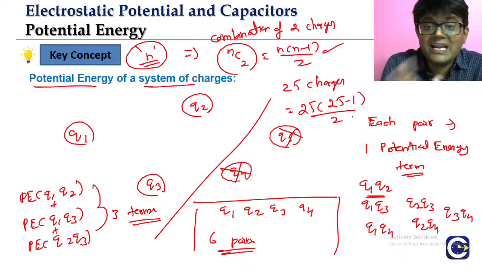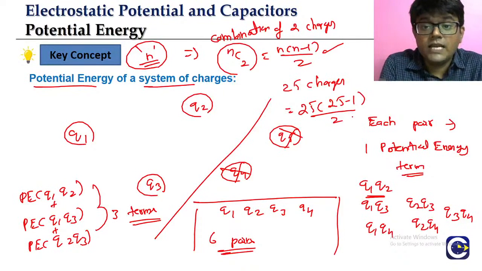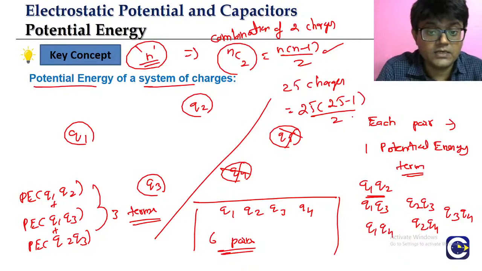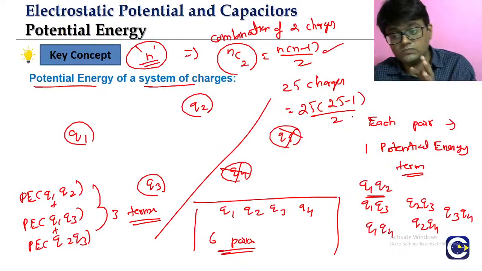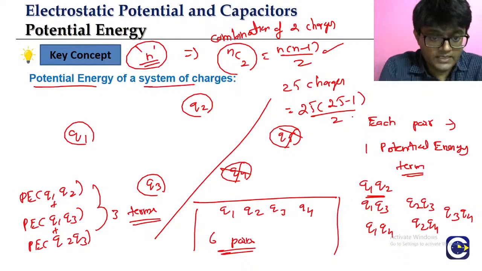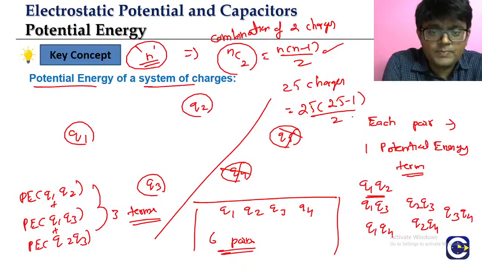If you are having n number of charges, when we generalize, that means we can take how many combinations of 2 at a time? nC2 number of combinations can be done. nC2 means n into n minus 1 divided by 2. That many potential energy pairs will come. Okay. All those potential energy values we can just add, that's all.